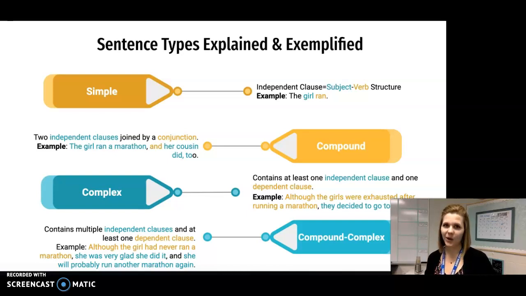So again, as we write our paragraphs and our essays in this class, it will be important to give your paragraphs and essays variety by choosing different types of sentences.